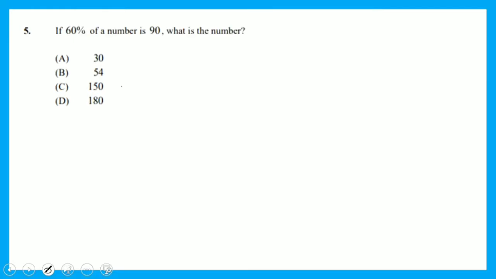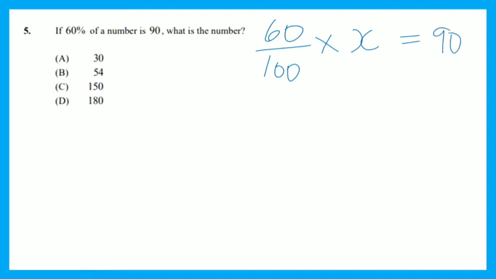It says if 60% of a number is 90, what is the number? And yesterday we looked at the fact that when we get questions like this, just repeat it in your head and then write it down mathematically. So if 60% of a number is 90, what is the number? 60% of a number is 90. Golden, right? So that's it.